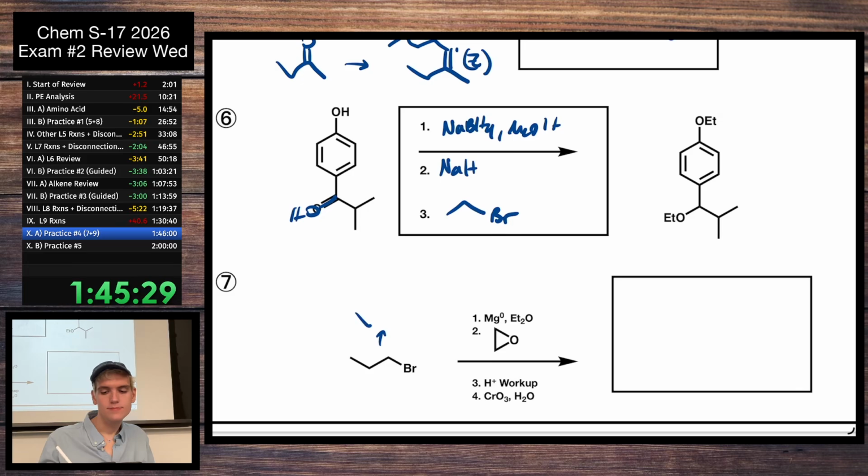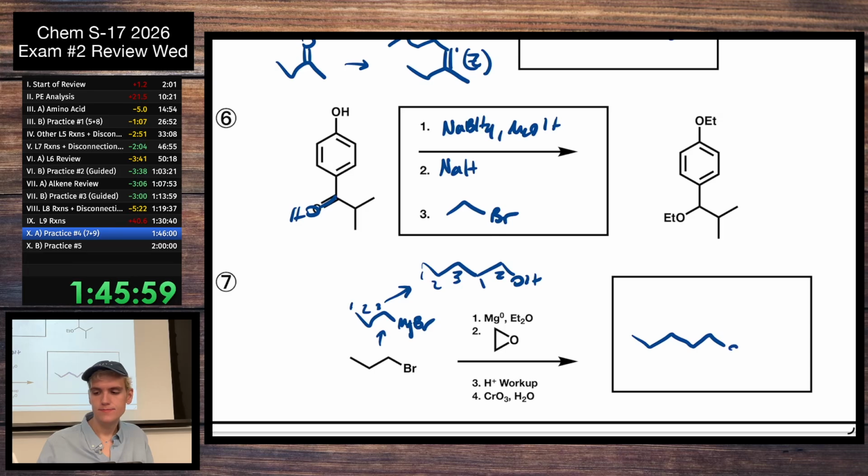Last one, I make a Grignard. Then I attack my epoxide. Does it matter which side I attack here? No, because it's symmetric. So this is the 1, 2 of my epoxide, and this is my 1, 2, 3 of my starting material. Okay, then H plus workup, and then chromium with H2O, so it gets oxidized all the way to a carboxylic acid.